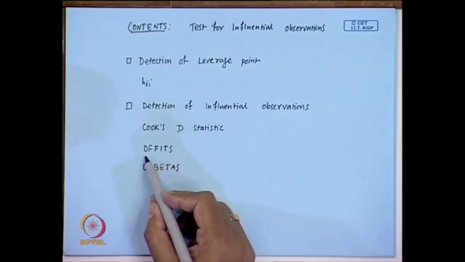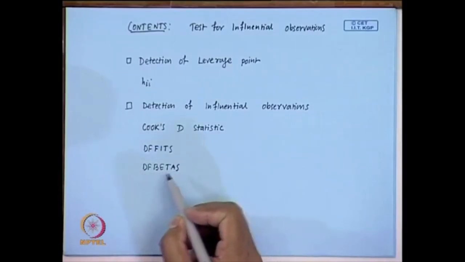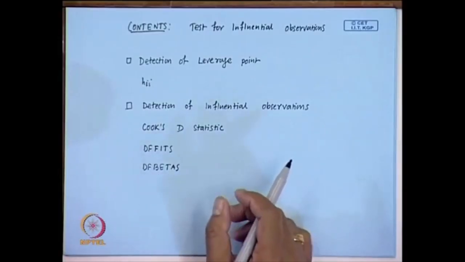DFFITS, that is difference of fits, and this is DFBETAs, that is the difference of beta values. Okay, so the objective of this module is to present different techniques to detect influential observation. So we have learned about the leverage point and the influential observation in the previous module. Again, I will just repeat those things, we'll recall those things once more.